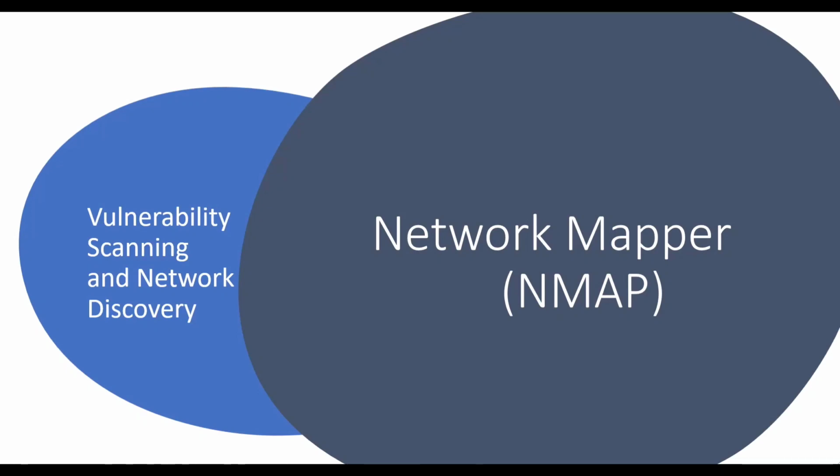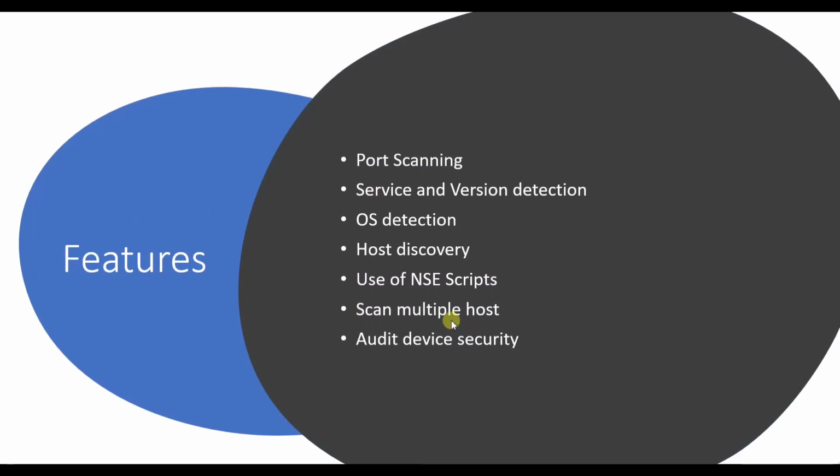So here you can see on my screen, nmap is a powerful tool which is used for vulnerability scanning and network discovery. This tool is open source and it's a command line tool. You can use it in your Kali Linux; it's there by default in Kali Linux. Through nmap you can perform multiple things. You can see on my screen some of the features through which you can identify information.